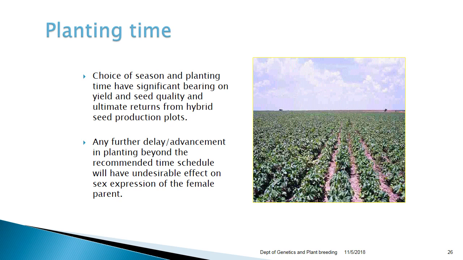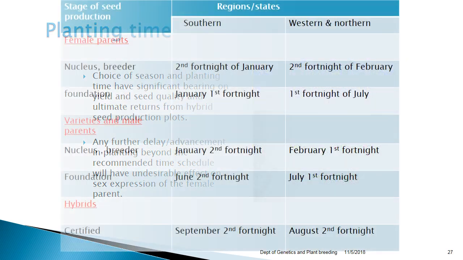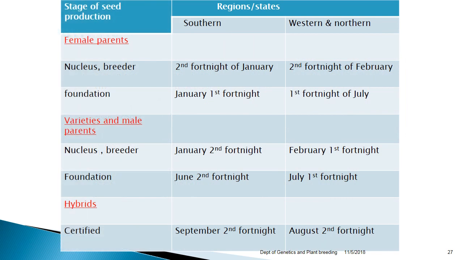Planting time. Choice of season and planting time have significant bearing on yield and seed quality and ultimate returns from hybrid seed production plots. Any further delay or advancement in planting beyond the recommended time schedule will have undesirable effects on sex expression of the female parent. Different female parent for different seed types.